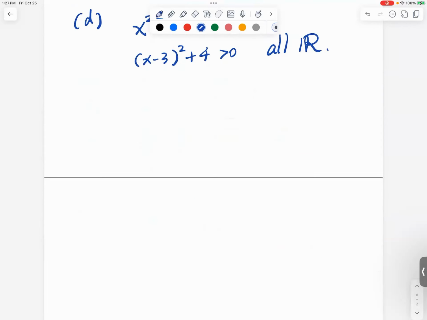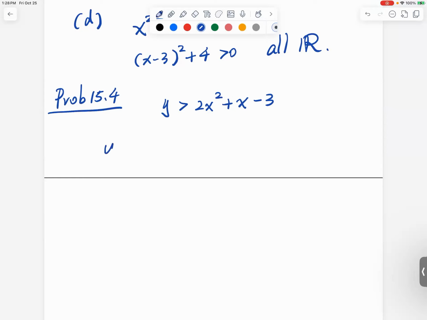Now, let's look at problem 15.4. Graph the inequality y is bigger than 2x squared plus x minus 3. Okay, so how do we graph this inequality? So there are two variables. One variable is y, one variable is x.